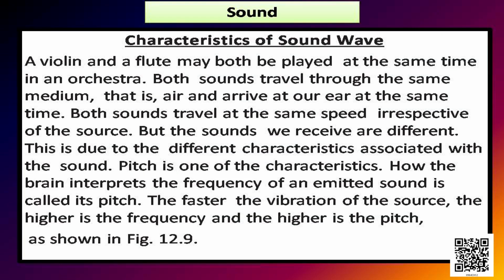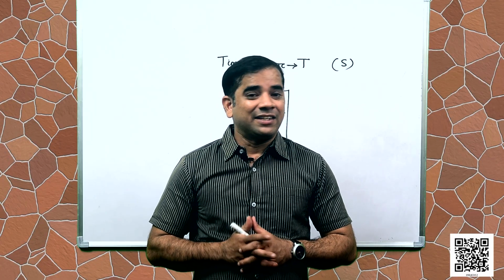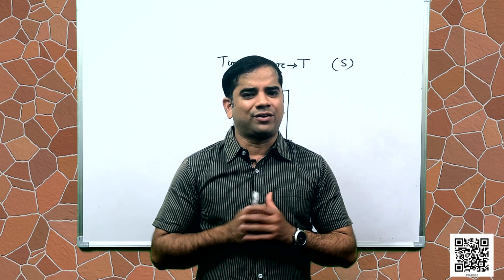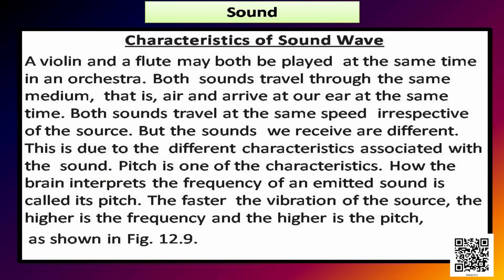A violin and a flute may both be played at the same time in an orchestra. Both sounds travel through the same medium, that is air, and arrive at our ear at the same time. Both sounds travel at the same speed irrespective of the source. But the sounds we receive are different, isn't it? The sound of a violin is completely different from the sound of a flute. This is due to the different characteristics associated with the sound.